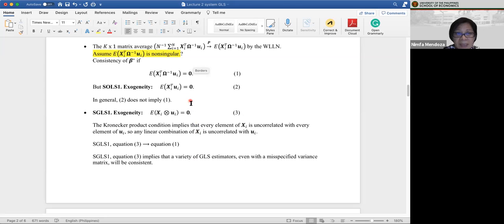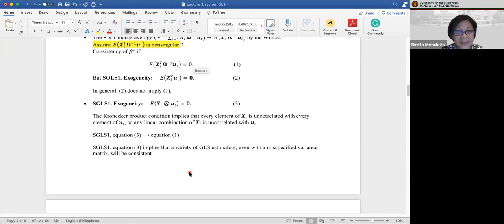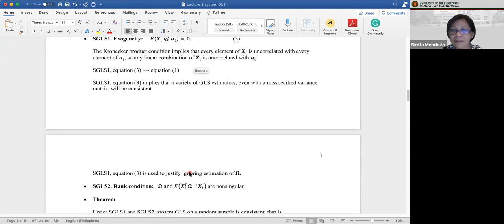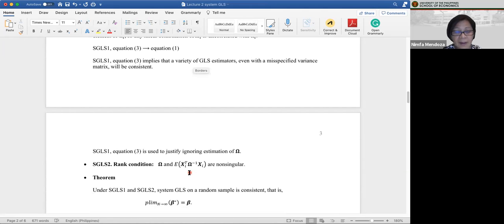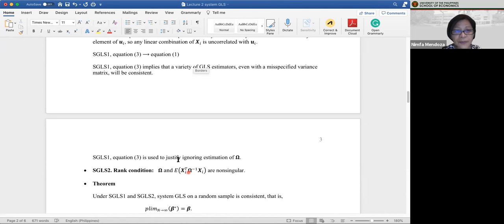This exogeneity assumption implies that a variety of GLS estimators, even with a misspecified variance matrix, will be consistent. We will see that later. Also, this exogeneity assumption is used to justify ignoring estimation of omega.